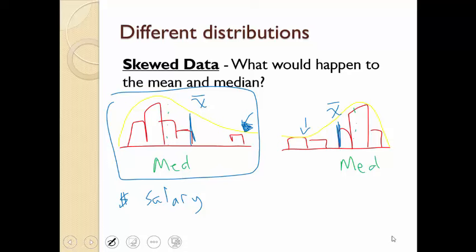Maybe somebody that's trying to shed a negative light on that company would actually go back and use the median and say, well, let's use something that isn't as affected by that extreme outlier. Maybe over here are some test scores, right? Maybe this is data on test scores.